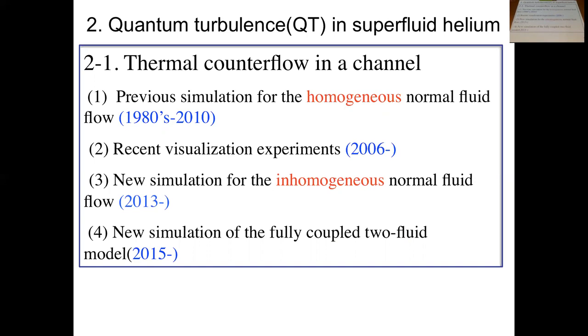Historically, we have several stages of the numerical calculation for this topic. The early stage is the simulation for the homogeneous normal fluid flow, during the 1980s to 2010. But about 10 years ago, excellent visualization experiments appeared, which changed the stage of the numerical simulation. The new simulation for the inhomogeneous normal fluid flow started since 2013. And currently, the new simulation of the fully coupled fluid model.